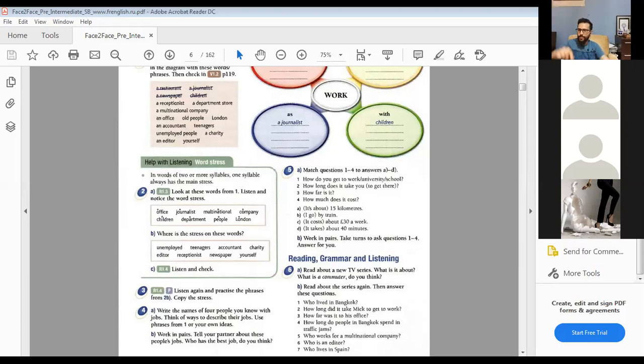Can I start? You can start. Yes, Hind, you can start. Okay, first one: how do you get to work, university, or school? And the answer is, I go by train.